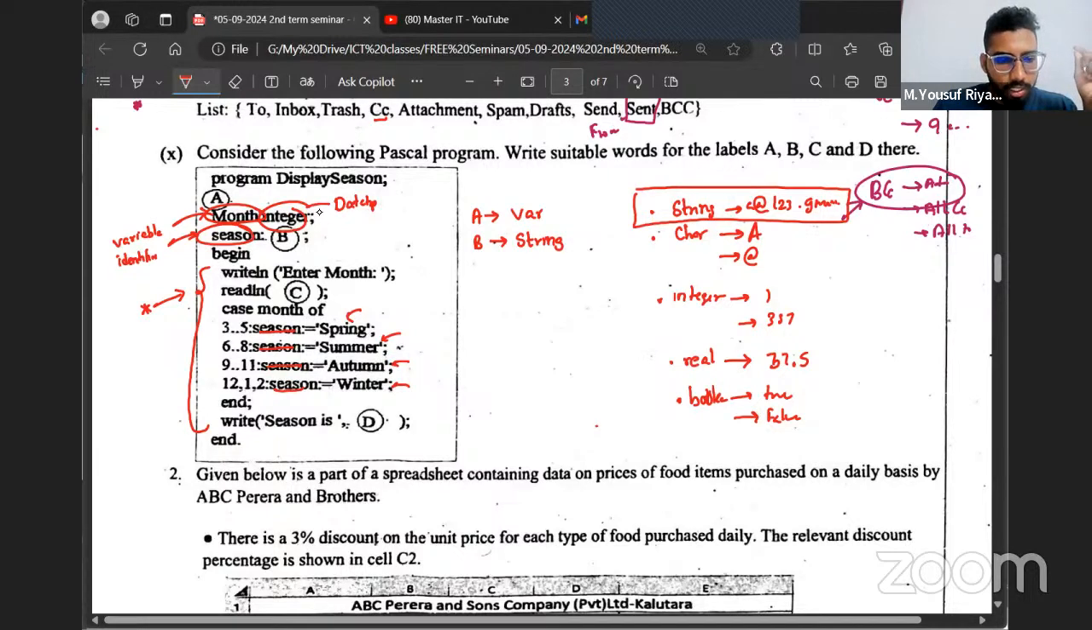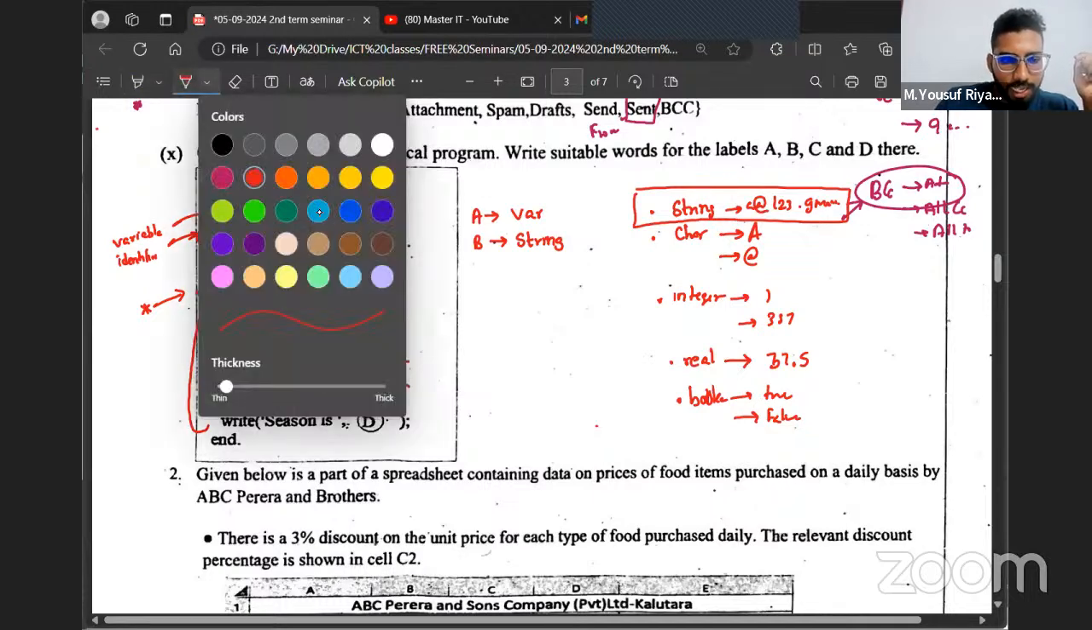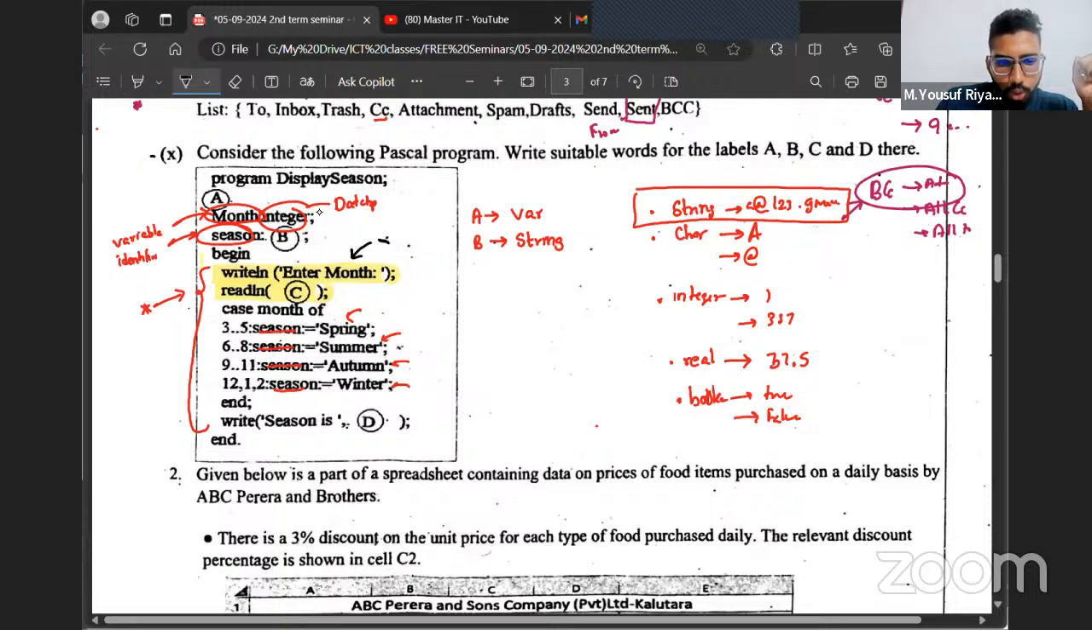Now, if you take this statement, writeln enter month, what's going to happen is you're going to display a message called enter month. Readln means we're going to take the value the user entered and store it into a variable. So if you're going to take a value the user entered and store it into a variable, what is a suitable variable do you think we can store this data in? We're asking the user to enter the month, right? After we ask the user to enter the month, the data they enter, into which variable do you think we have to store it? Should I store it in the month variable or the season variable?